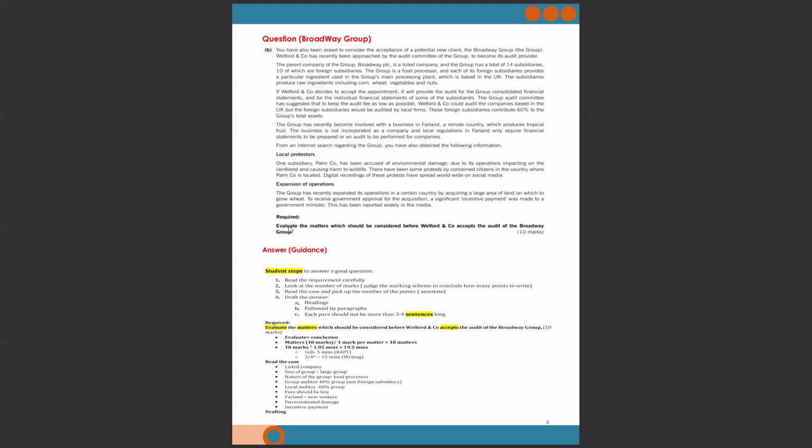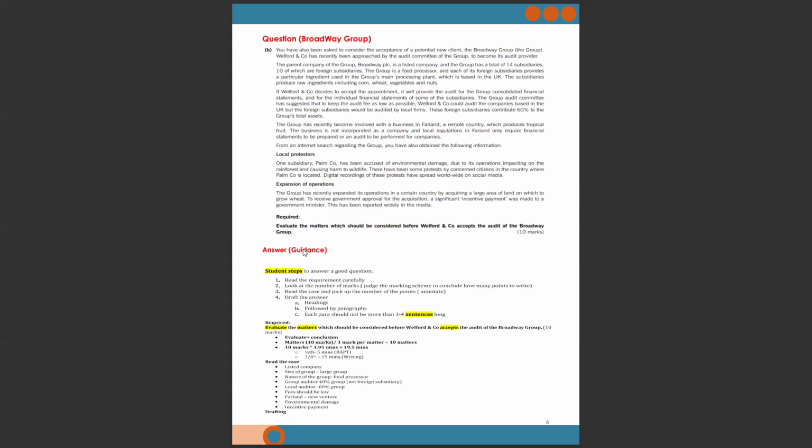Now read the requirement. Evaluate the matters which should be considered before Welford and Company accept the audit of the Broadway. Whenever there is the word evaluate, evaluation, or evaluating, make sure you write a conclusion at the end of your answer. Without a conclusion in the evaluate requirement, you will get 0 marks for the conclusion. So make sure whenever there is the word evaluate or evaluating, you write a conclusion.